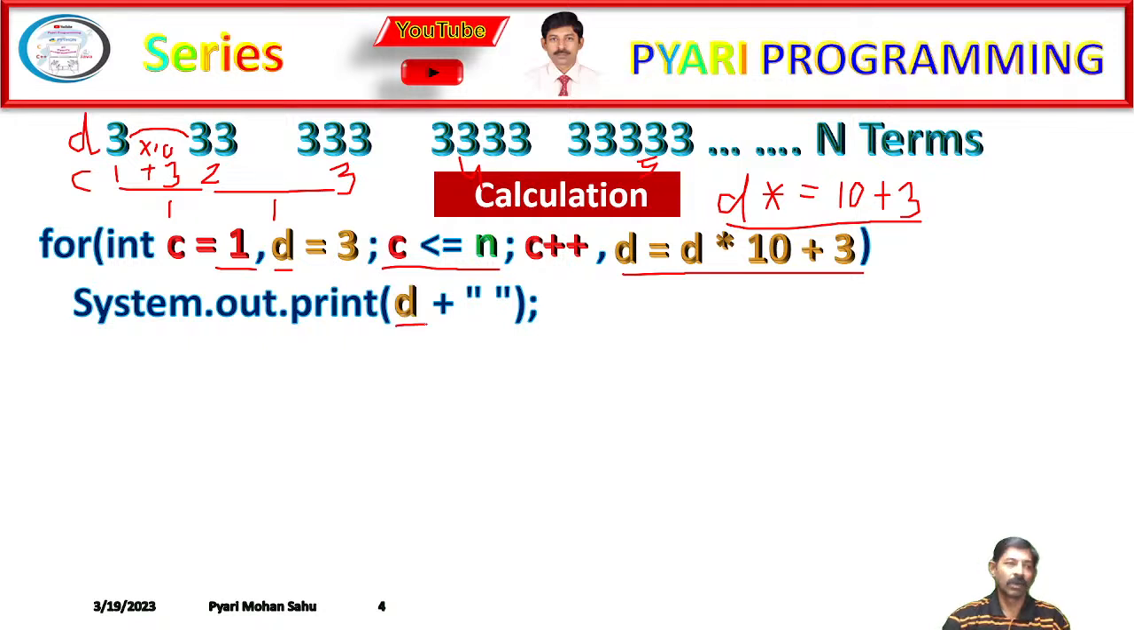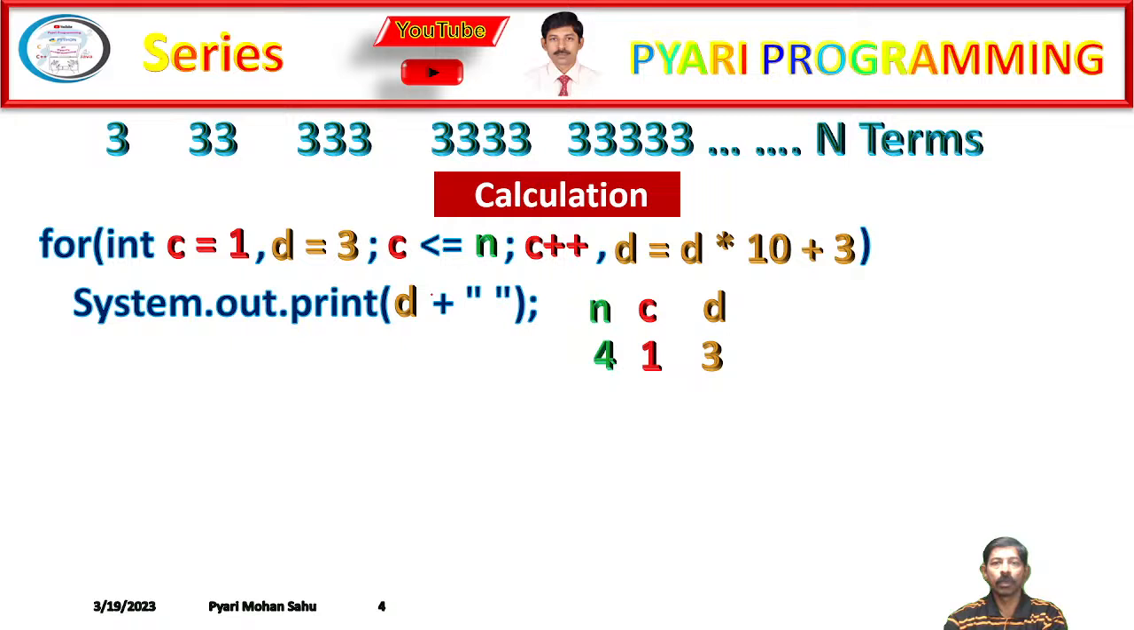Now it's time to do the dry run. We have the variable n, where the user has inputted the n value 4. C's initial value is 1 and D's initial value is 3. Now as per this, D's initial value is 3, so initialization is completed. After that I will move to the condition part.